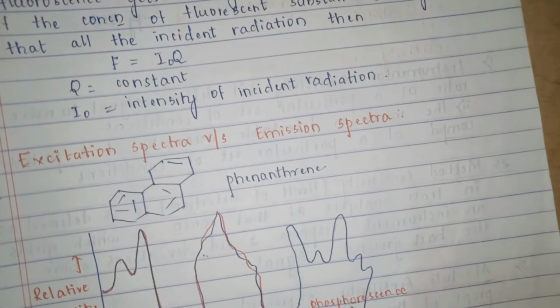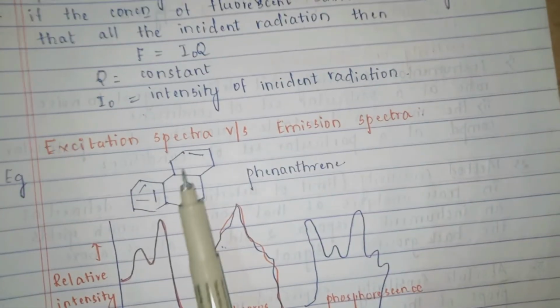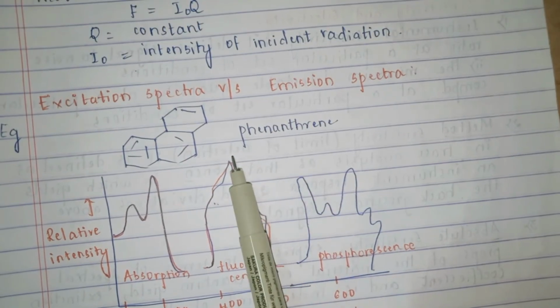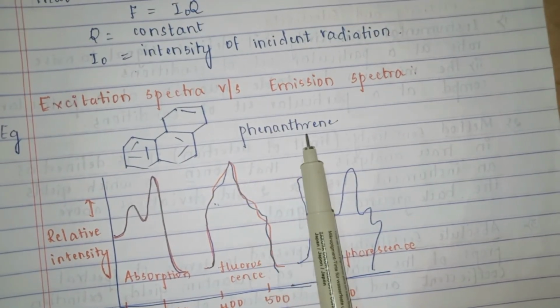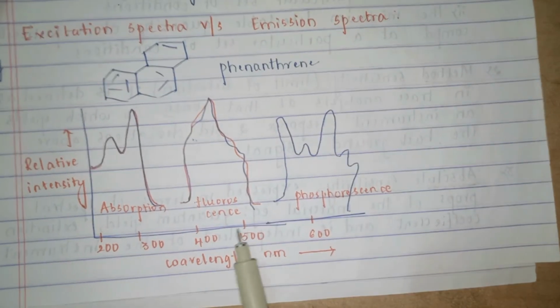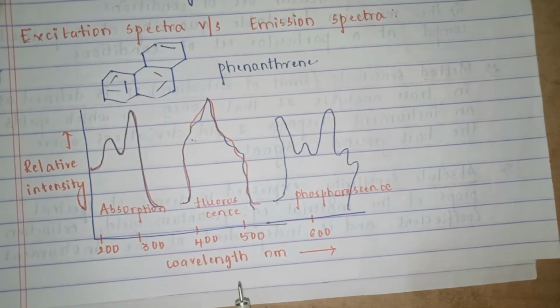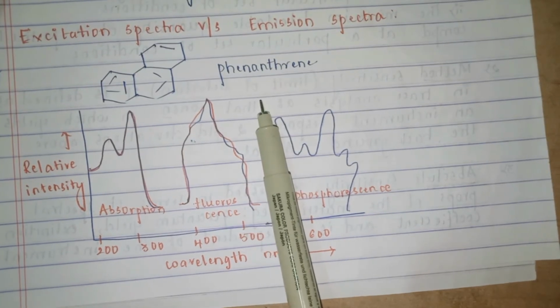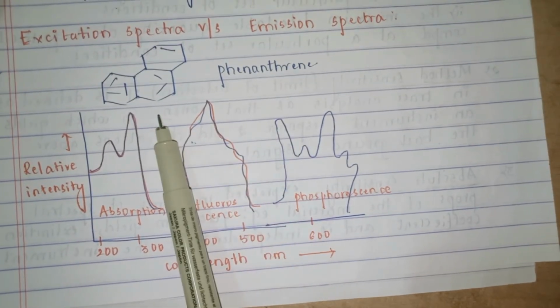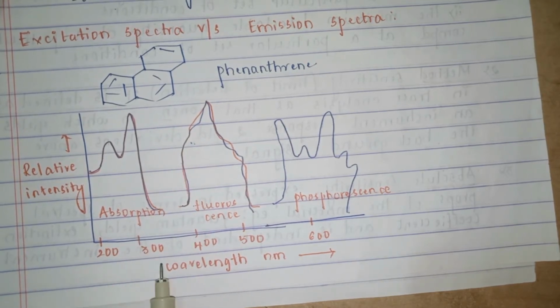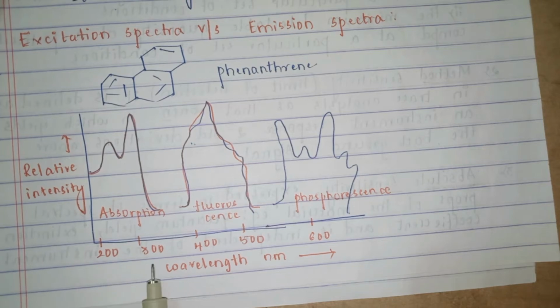The next concept that we need to see is excitation spectra versus emission spectra. Let us look at this particular molecule. It is called the phenanthrene molecule. Now how do we get a spectrum? It is relative intensity versus wavelength. When this phenanthrene is shined with UV visible light, there is an absorption phenomenon. Look at the wavelength of the absorption. It is between 200 to 300 nanometers. That means it is in the UV visible region.